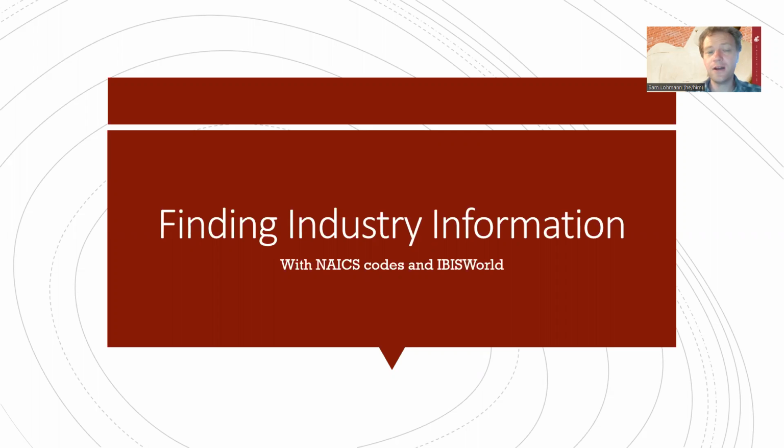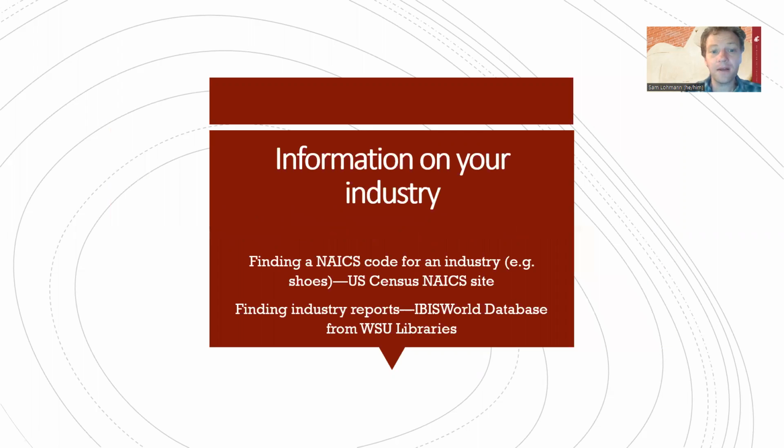I'm the business librarian here, and I want to talk a little bit about a tool you can use to find information on a particular industry using the NAICS codes from the US Census and the IBIS World database from the library. So let's say you're working with a footwear company and you want to find information on the shoe industry in the US or even worldwide. Things like financial information, financial benchmarks, trends in the industry, market information, all those kinds of things. You might want to look in the IBIS World database for an industry report on the shoe industry.